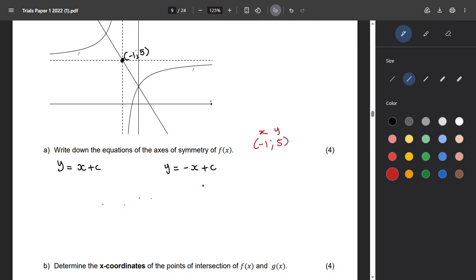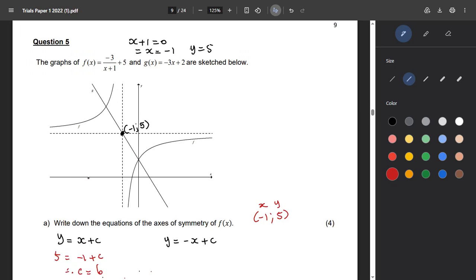So when you find c, let's first substitute. Where there's y, I'm going to put 5. Where there's x, I put -1, plus c. So the 1 comes this side to be positive. What is your c? c is positive 6. Therefore, the equation becomes y = x + 6. So this is for the positive gradient. So you'll see that the axis of symmetry will look like this. It will pass through exactly at this point. The one with the negative will look like this. I'm not sure if you guys understand that.